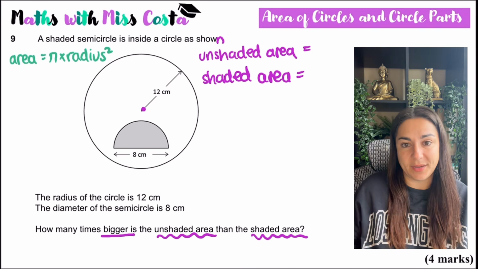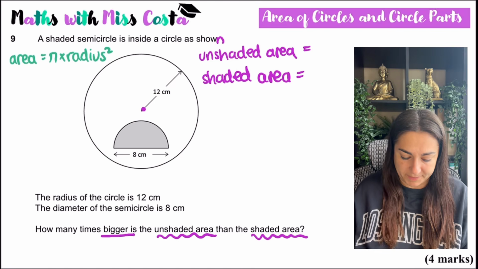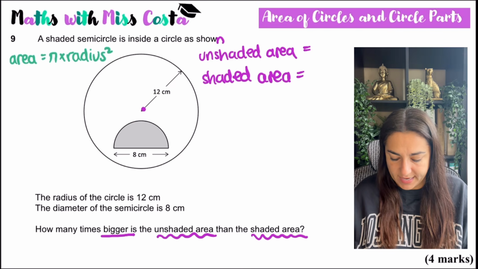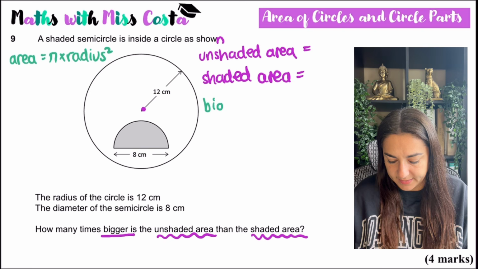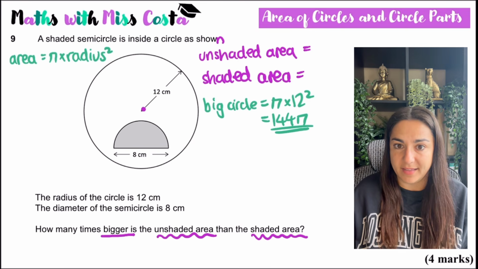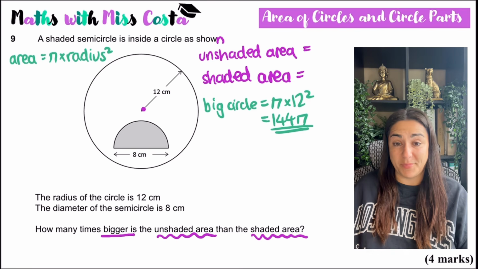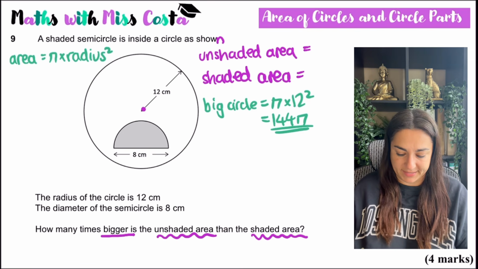And this is a non-calculator question, so we don't need to worry about what pi is. We just leave everything in terms of pi. So let's work out the area of the big circle first. That's going to be pi times 12 squared, which is 144 pi. So I'm just going to leave that as 144 pi. I don't need to do anything else, and that's the benefit of non-calculator papers.